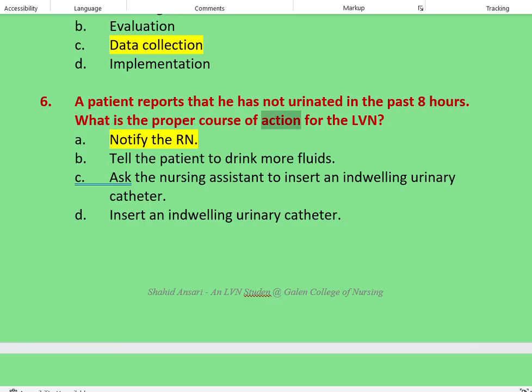What is the proper course of action for the LVN? A. Notify the RN. B. Tell the patient to drink more fluids. C. Ask the nursing assistant to insert an indwelling urinary catheter. D. Insert an indwelling urinary catheter.